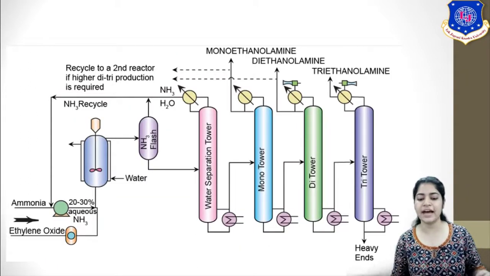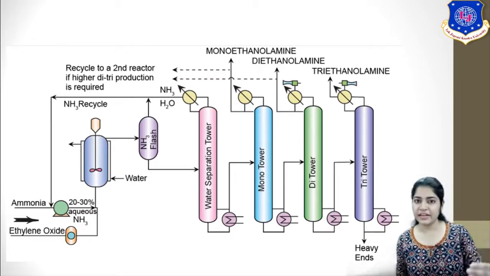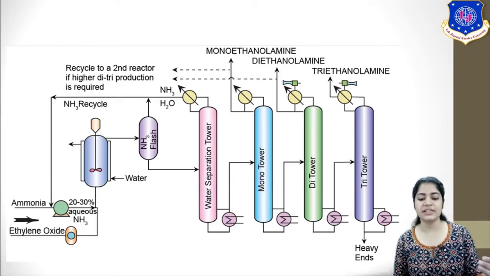So here you can see that your NH3 flash, okay, that is a flash column. Unreacted ammonia and water is taken from the top, okay, as in the vapor phase, and from the bottom you are taking out your liquid ethanolamine and water. Now this ammonia is recycled back, okay, into the feed to CSTR.